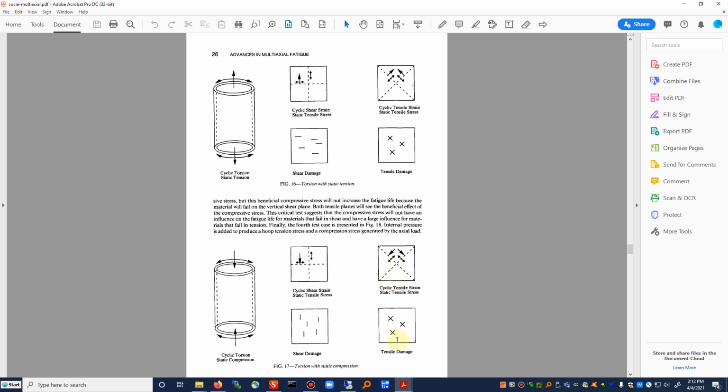Now for tension, whether it's in compression or not, for tensile damage, it looks the same. All right, both tensile planes will see the beneficial effect of compressive stress. This critical test suggests that the compressive stress will not have an influence on the fatigue life for materials that fail in shear and have a large influence for materials that fail in tension. Finally, the fourth test case is presented in figure 18. Internal pressure is added to produce a hoop tension stress and compression generated by the axial load.